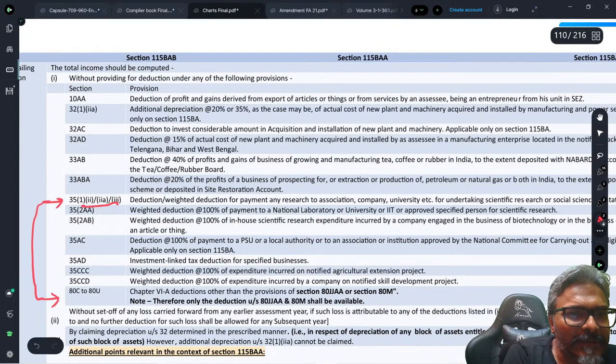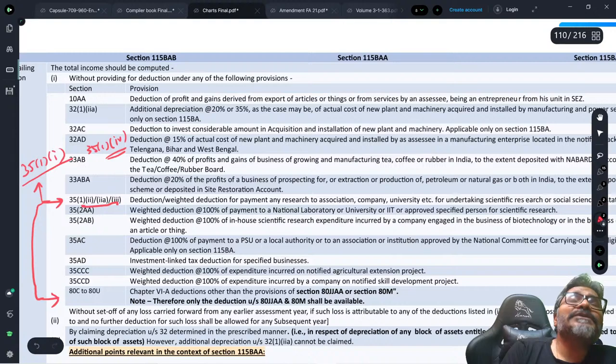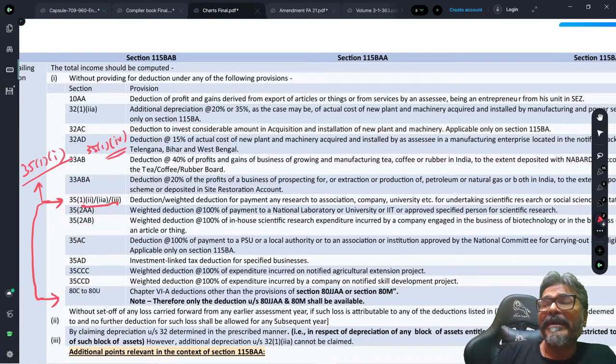What is excluded is 35(1)(i) and (ii), which is revenue expenditure, and 35(1)(iv), which is the capital expenditure. These two are excluded from the negative list. If these two are excluded from the negative list, it implies that the deduction for revenue expenditure on scientific research and the deduction for capital expenditure on scientific research is very much allowed.